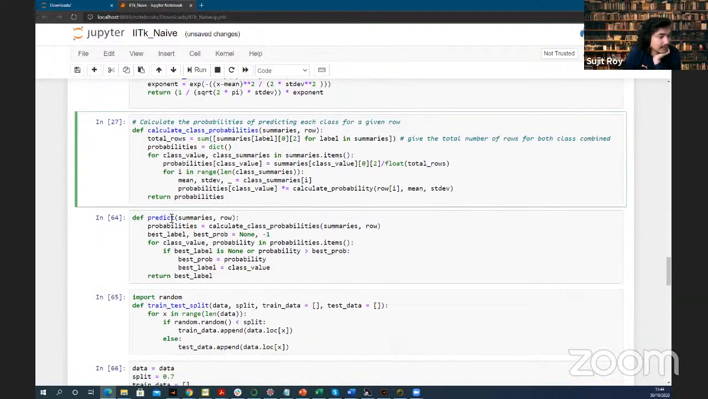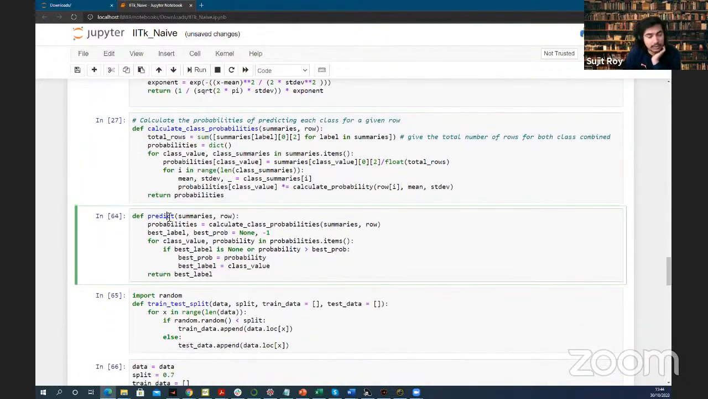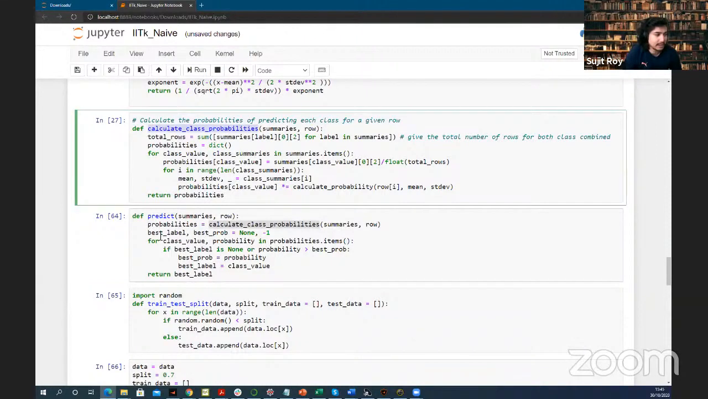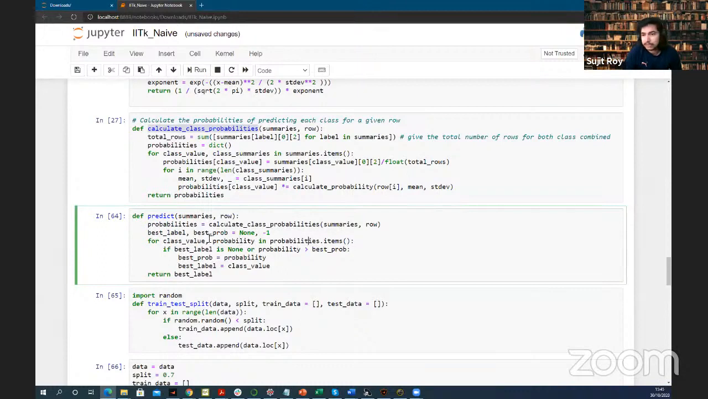Now we are trying to predict. So this is a function to predict given the summaries and row probabilities. If you calculate the class probability using this definition, then you will have the best label, best probability, None and minus one. And we'll go for class value, probability in probability.items. Since probability is a dictionary, you can access it by using dictionary.items. So if the best label is None, or the probability is greater than the best probability, your best probability is equal to probability and best label is equal to class value.